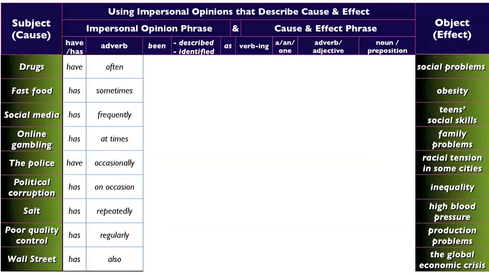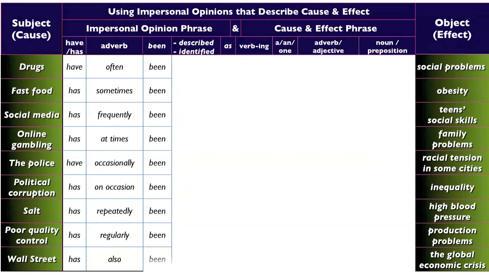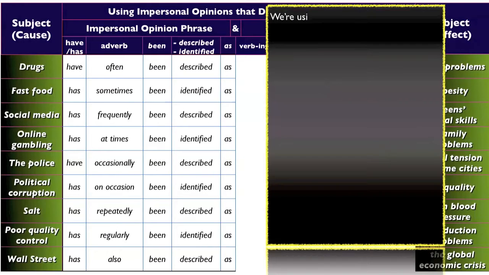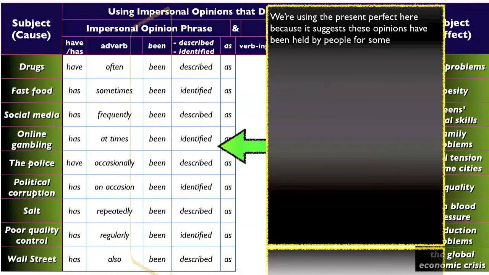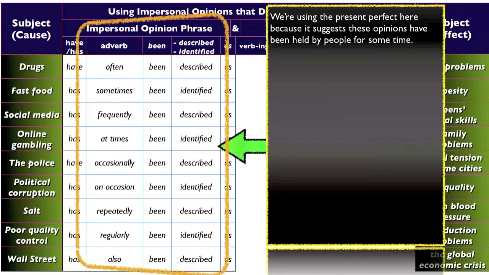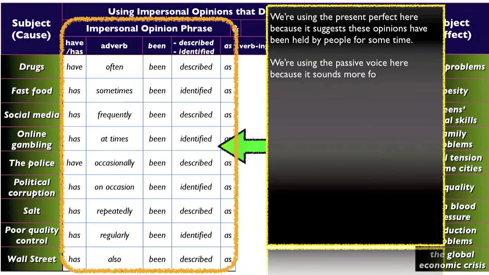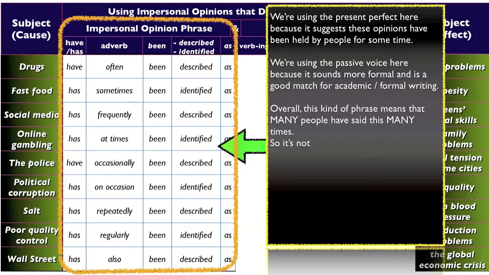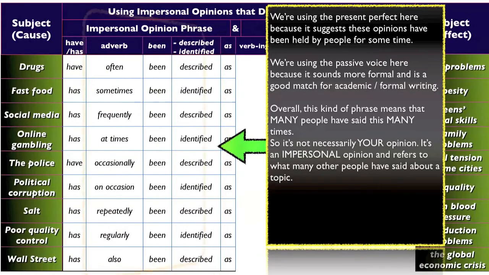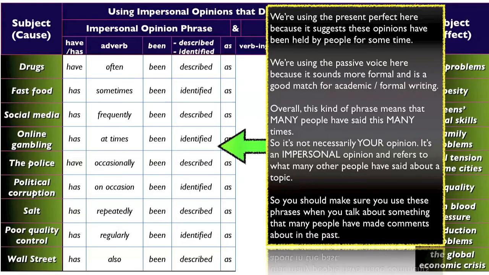Then you'll need the word been followed by described and identified as. And we're using the present perfect here because it suggests these opinions have been held by people for some time. We're using the passive voice here because it sounds more formal and is a good match for academic or formal writing. Overall, this kind of phrase means that many people have said this many times. So it's not necessarily your opinion, it's an impersonal opinion and refers to what many other people have said about a topic. So you should make sure you use these phrases when you talk about something that many people have made comments about in the past.